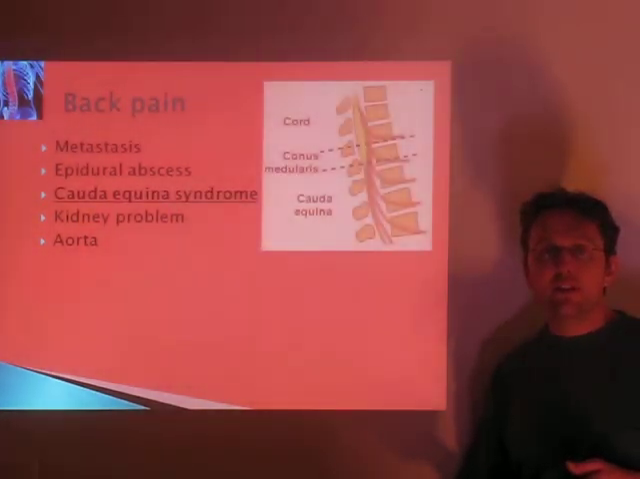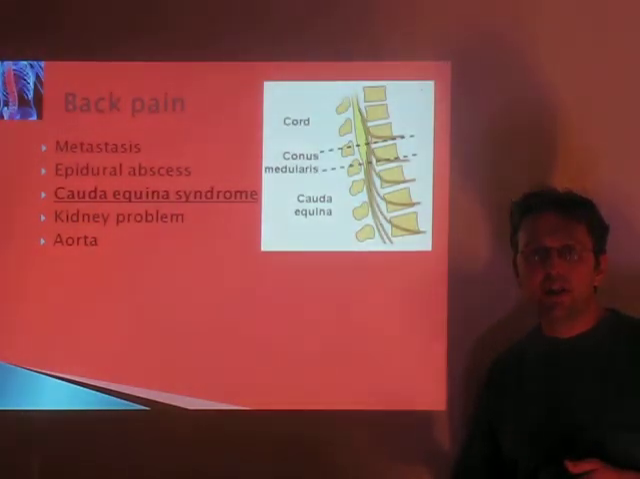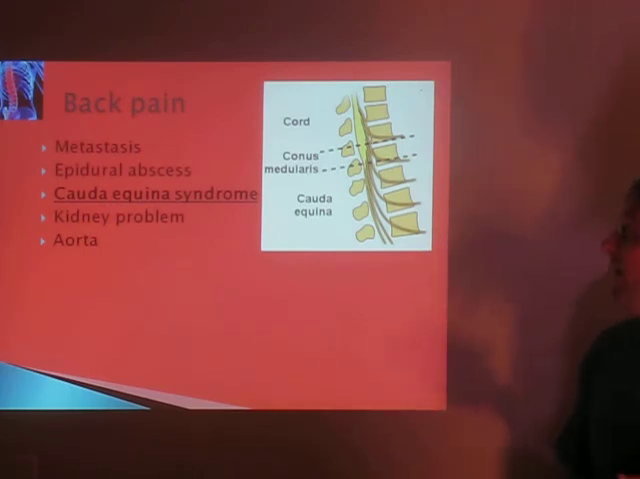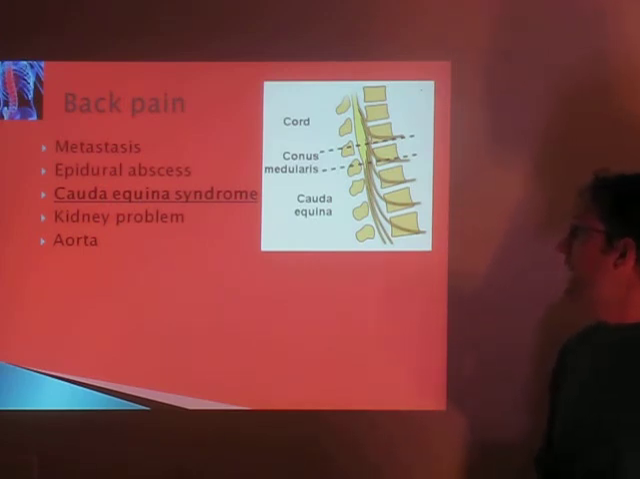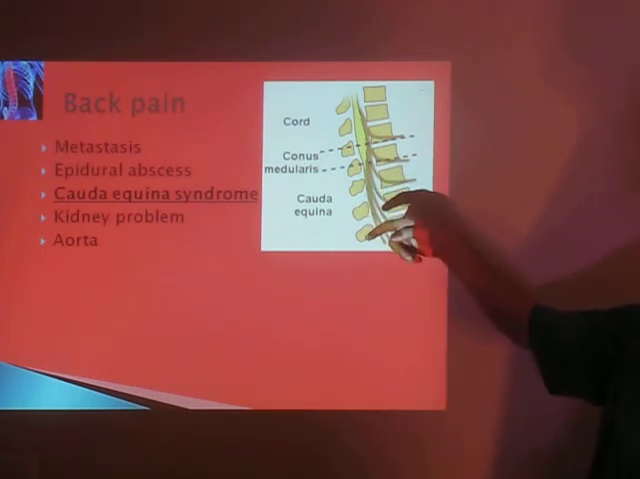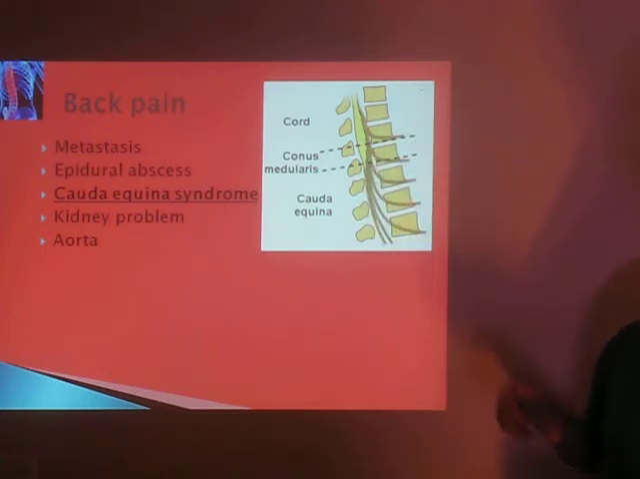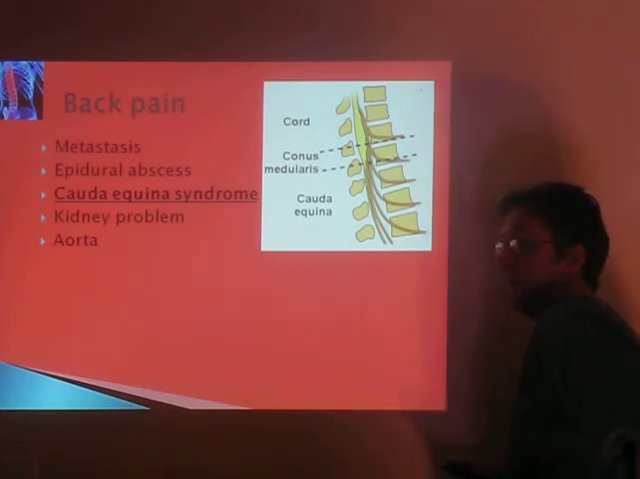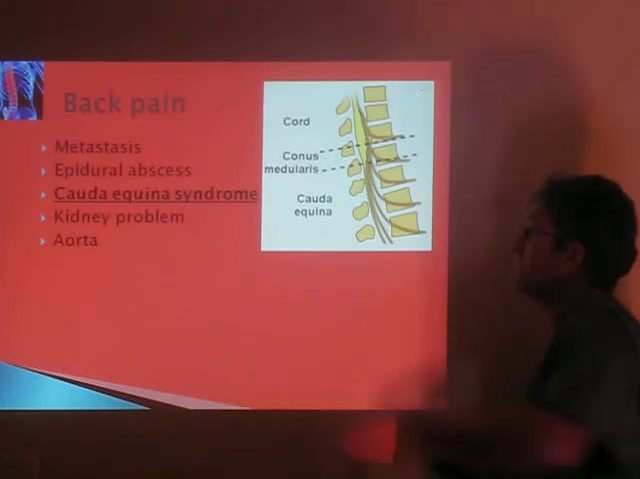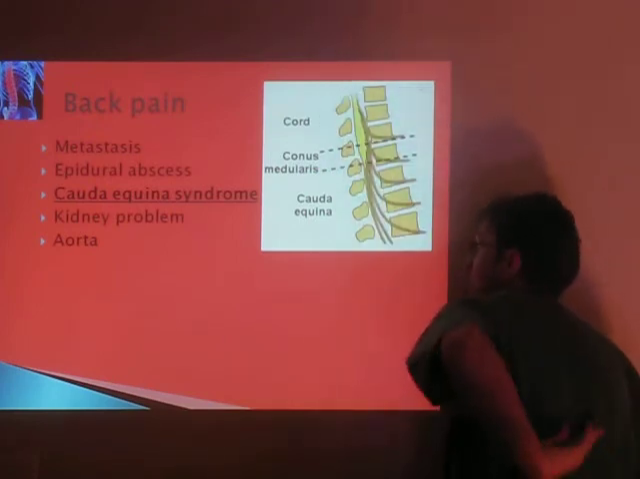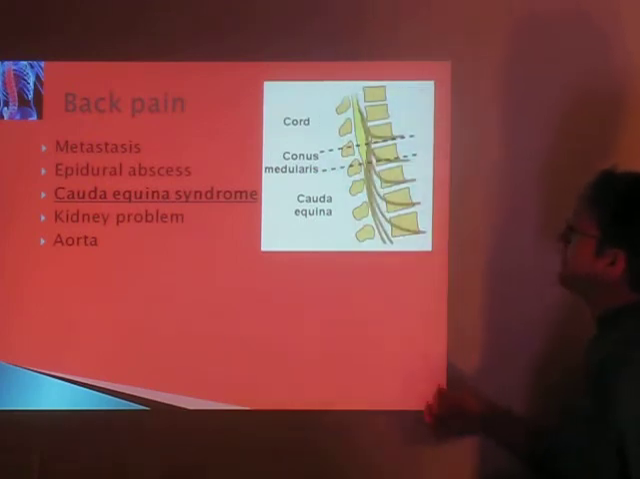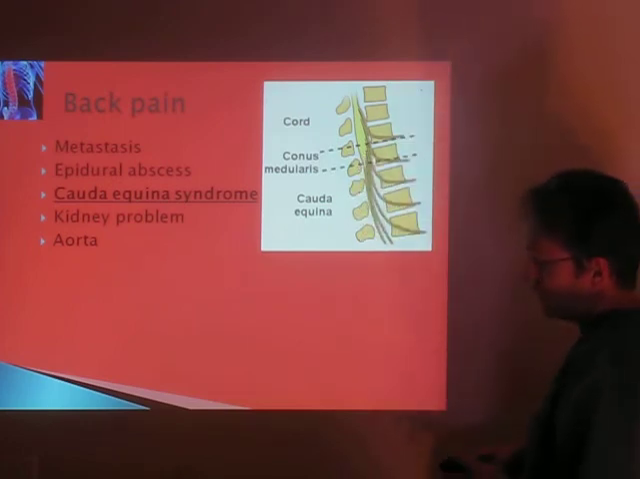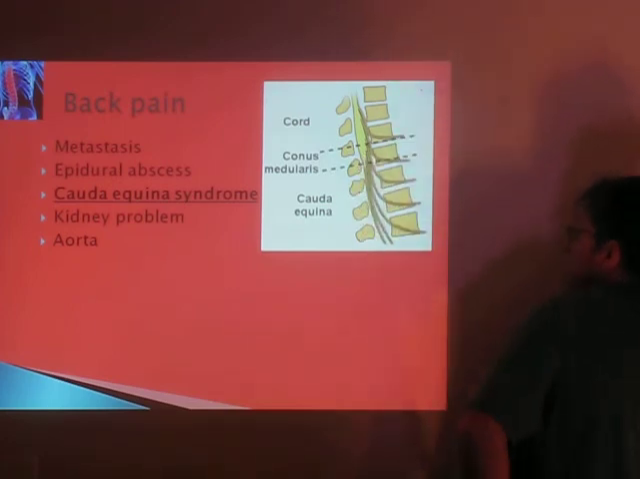Okay, the next one is cauda equina syndrome. This is when you've had some sort of injury to the back, or it can even just be a disc pushing out. It actually crushes the nerve roots coming off the spinal cord. So the spinal cord actually ends pretty high up. That's why we do a spinal tap down here, because we don't want to hit the spinal cord. The spinal cord ends way up in the middle of your back, and from there, just some nerves trail off and run down into your legs.